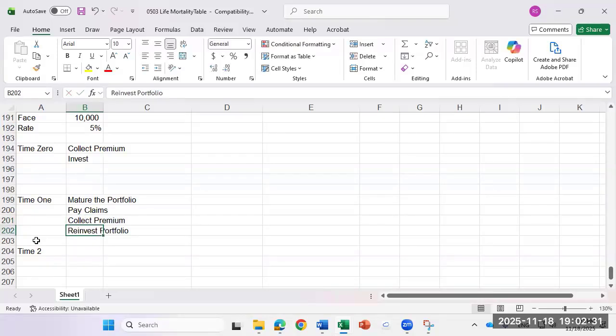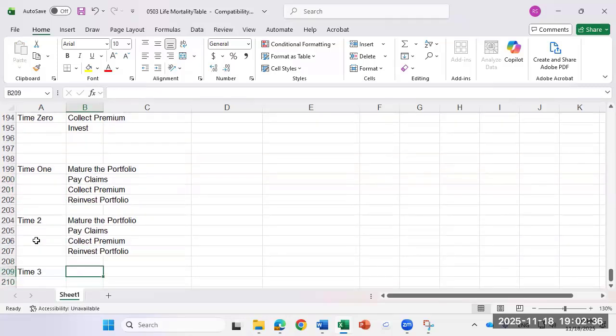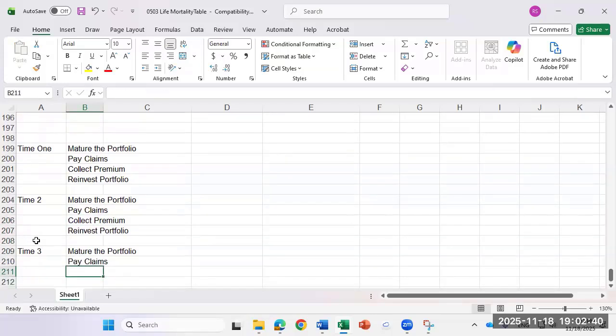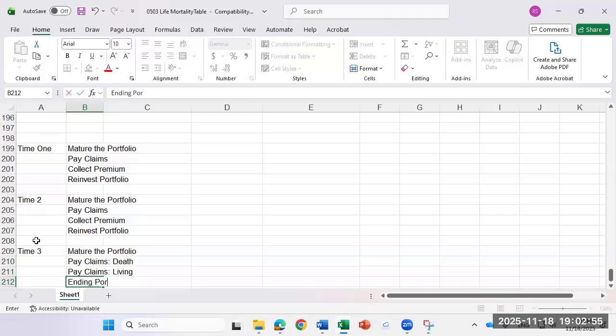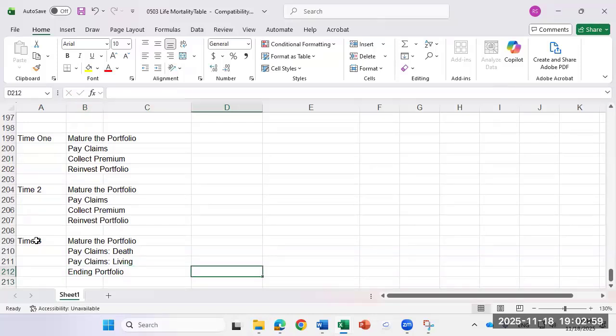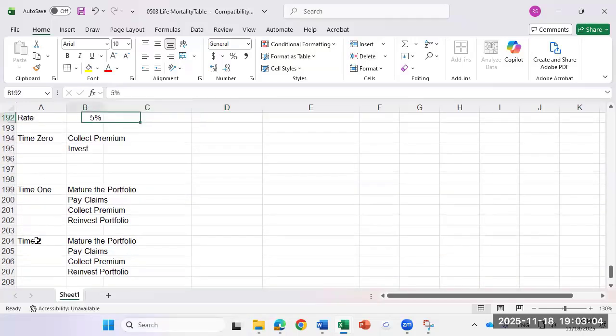Time 1 and time 2 are going to be exactly the same things. And at time 3, you're only going to do two things: pay claims for death and claims for the living. So both the dead and the living get something at the end, and then you have your ending portfolio. If you did it right, it should be zero, but we'll see how close we can get. This is the pattern you want. I want you to get used to this pattern.